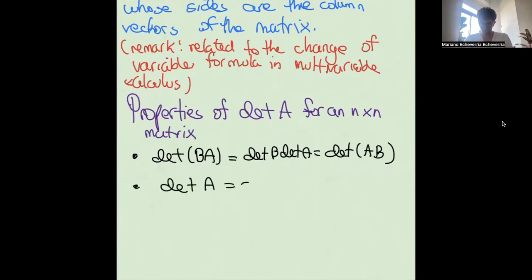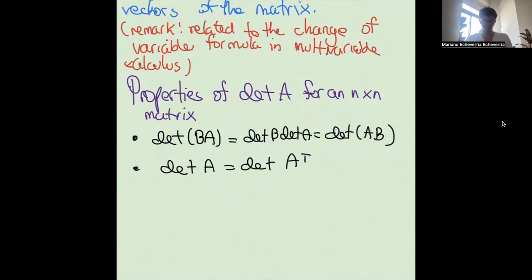It's still true that the determinant of A equals the determinant of A transpose. It's also true that if the determinant of A is 0, then the matrix has no inverse. That continues to be true because of this. So if the determinant of A equals 0, A has no inverse.